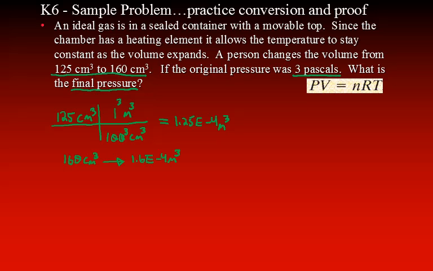And so when we set this up, we've got our original setup and then our final setup when we convert both of them. So the original volume is 1.25 times 10 to the negative 4th meters cubed. Our final volume is 1.6 times 10 to the negative 4th meters cubed.